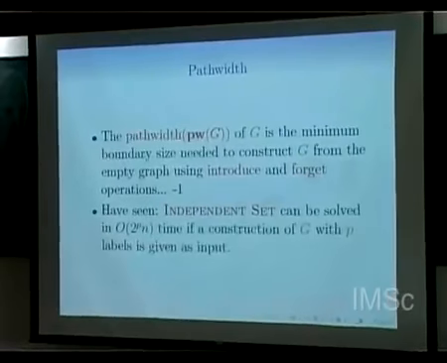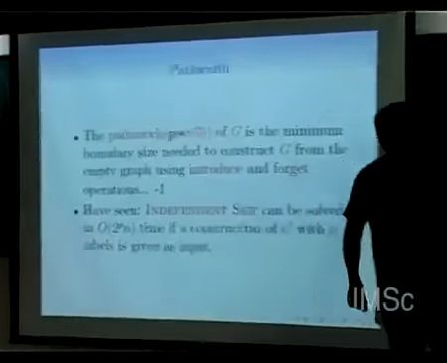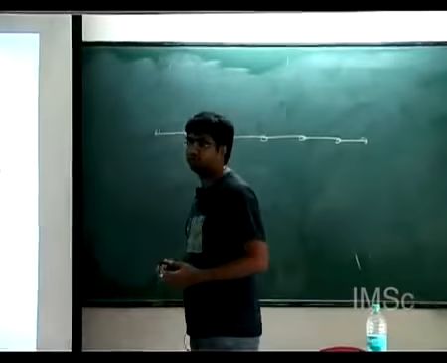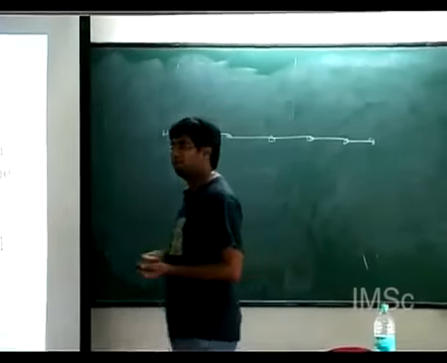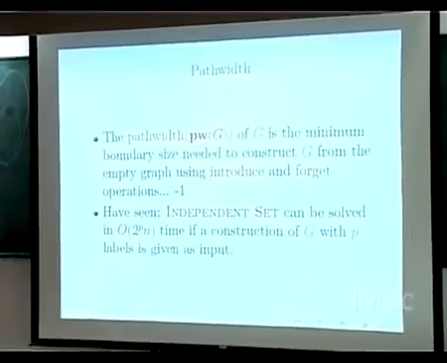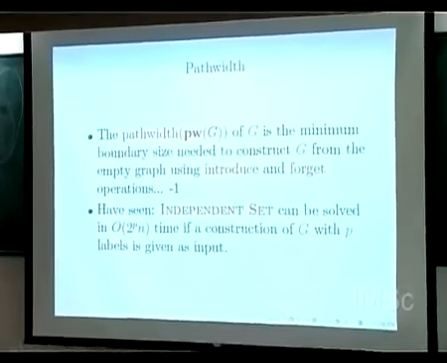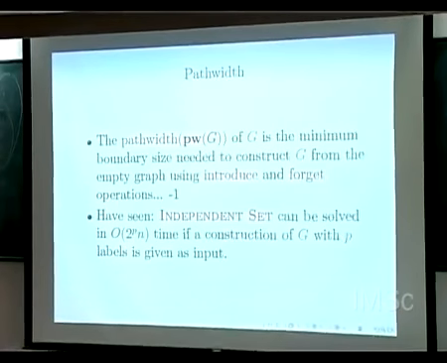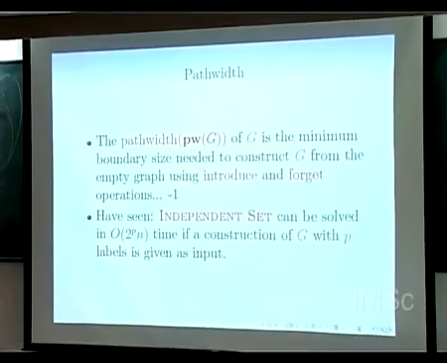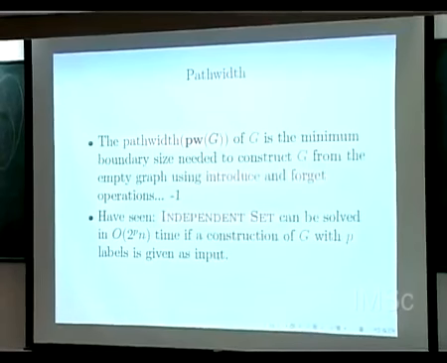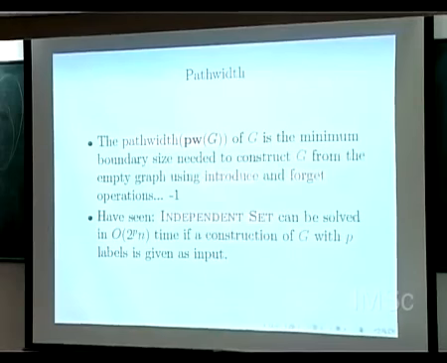For example, let's see. This is a path, right? How can you construct this graph? What is the minimum number of labels you need to construct this graph with the operations which I have defined before? Starting from an empty graph, I want to construct this graph by some T-bounded graph, either by doing an introduce operation or a forget operation. It was abstract before, now an example. We should at least learn how to do it for a path.